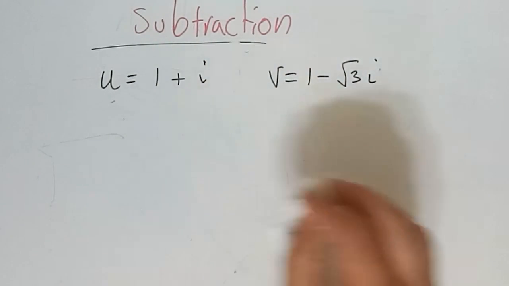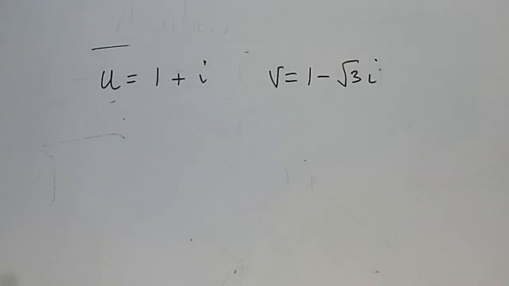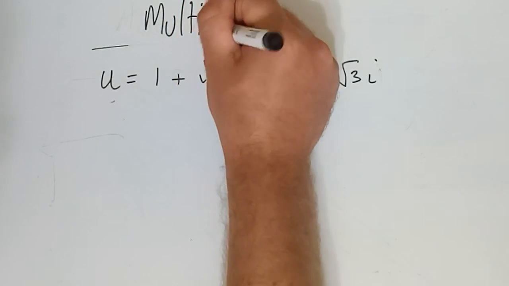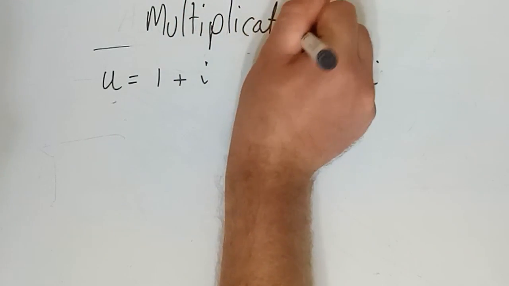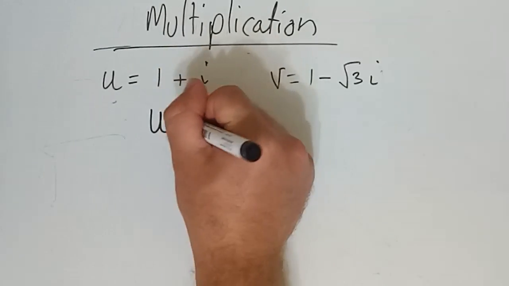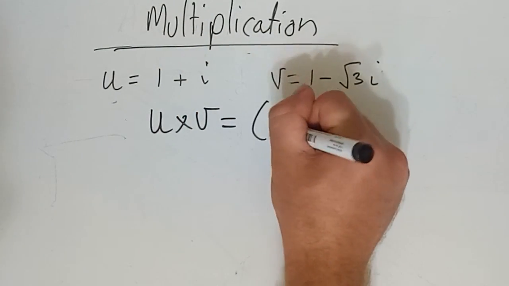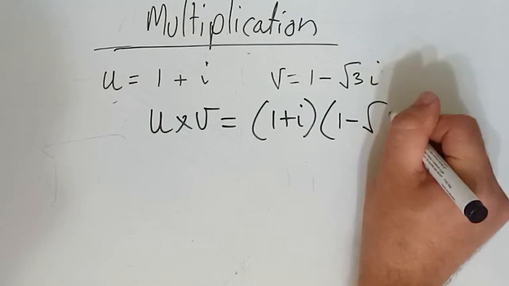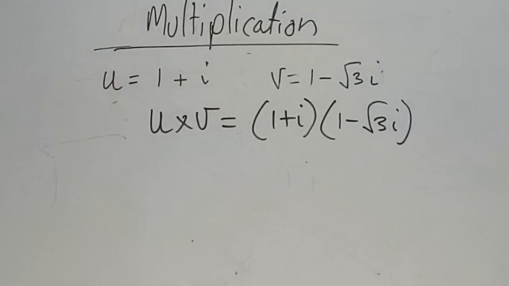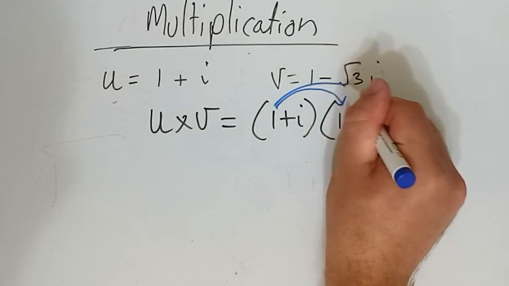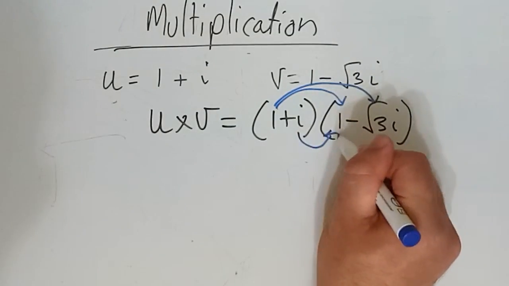Addition, subtraction. Let's do multiplication. Try that out. Okay, so we're going to times u and v together. u times v. This time I can just distribute like I would a normal binomial term. So let's distribute. Here we go. This times this, times this, times this.